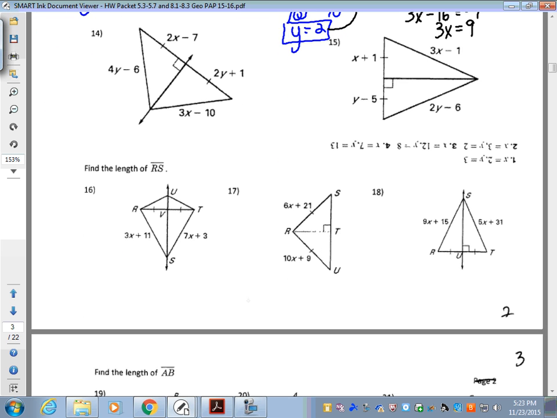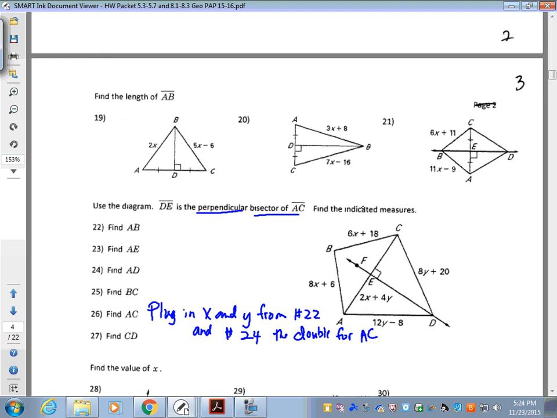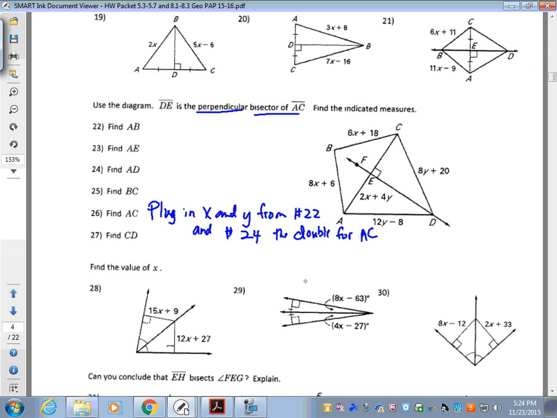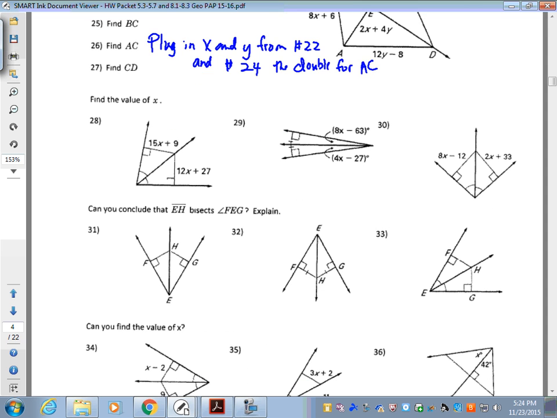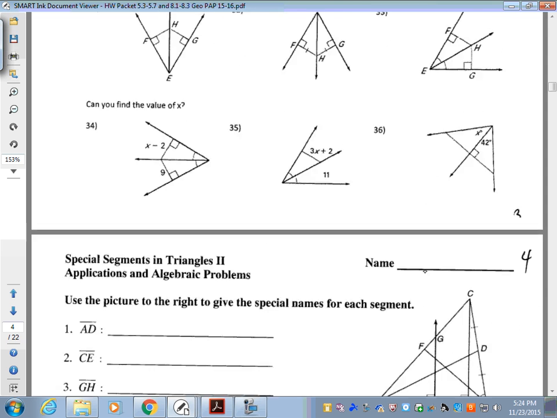And then down here, we're using the same thing, perpendicular bisector. If I tell you it's a perpendicular bisector, then we should know they're going to be equal distance to the endpoints, or to the vertices if it was a triangle. So you need to find each one: for AB, find the X, and for AD, find the Y, and then plug in X and Y from number 22 and 24 to double for AC. So here, again, equal distance is a common thing.